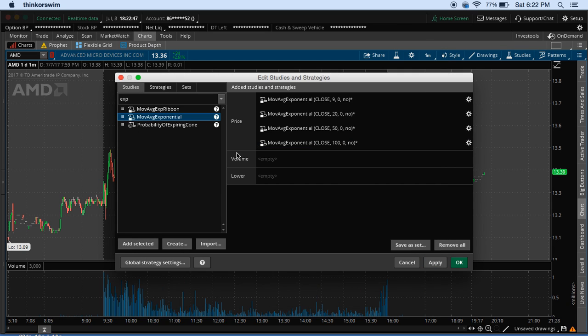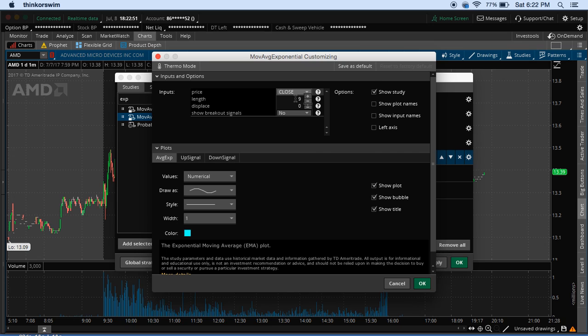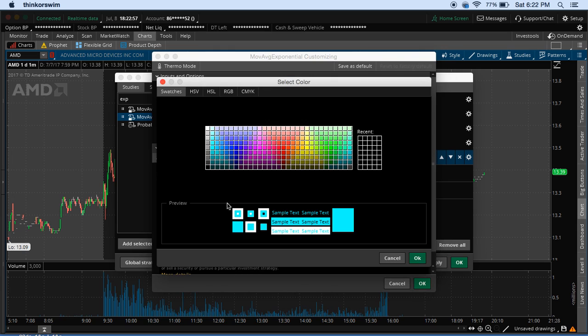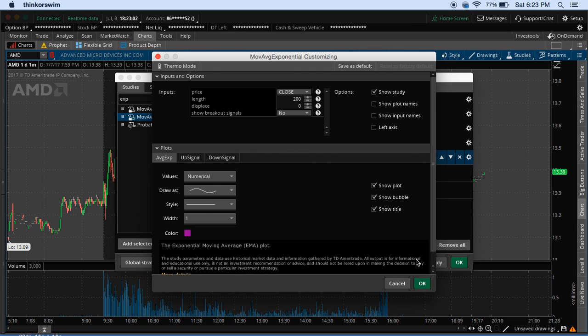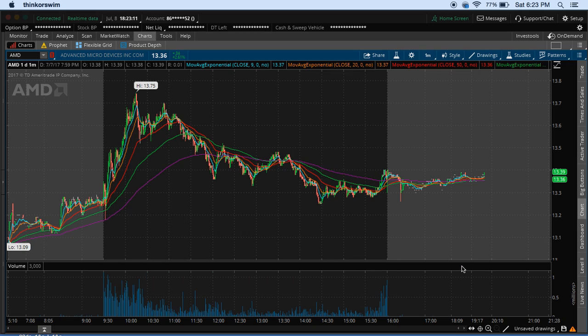I hit OK. And lastly, we're going to put up our 200-day moving average. Go up here, same thing as always, 200, but bam, now we're almost done. I make mine purple. My 200-day moving average is always purple. All the colors I just picked are always the colors that I have for my moving averages. Hit OK. Now we need to hit apply. Once we hit apply and hit OK, we now have lines on our chart.